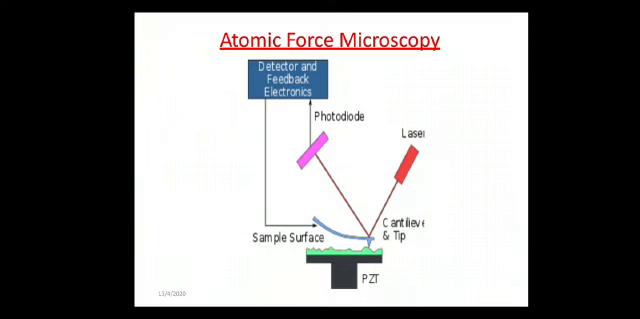Again, there are some disadvantages in atomic force microscopy. The scanning area is very small, about 150 by 150 micrometers. The scanning speed is very slow, image distortions and thermal drift usually take place, and images can also be affected by nonlinearity, hysteresis, and creep.